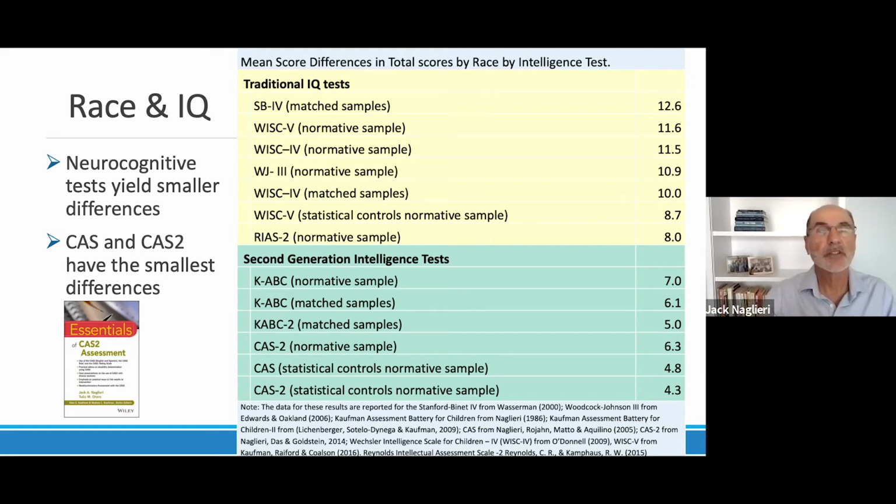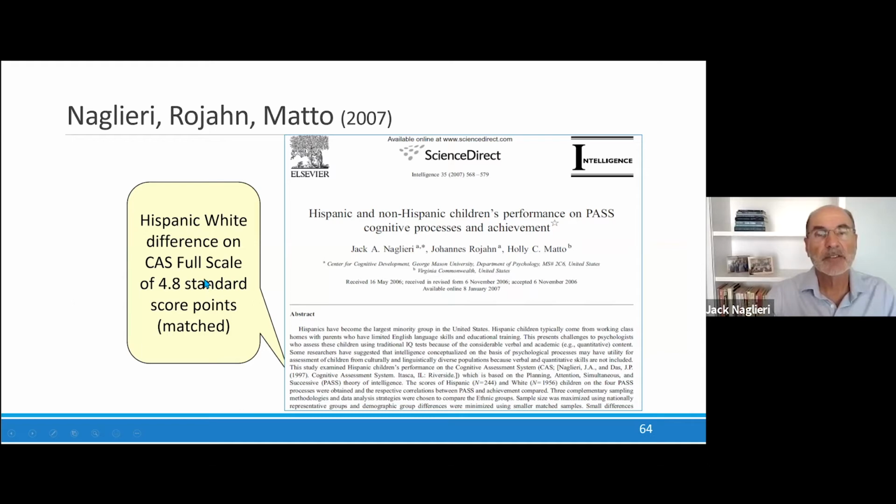This is a lot of studies. They're all documented in my book. I think it speaks volumes, but there's even more. Here's a study that I published looking at Hispanic and non-Hispanic children on the PASS theory. Same small difference as with Blacks and Whites.